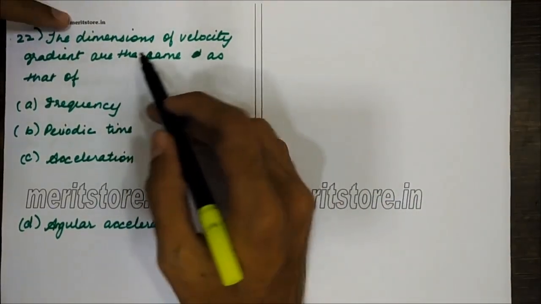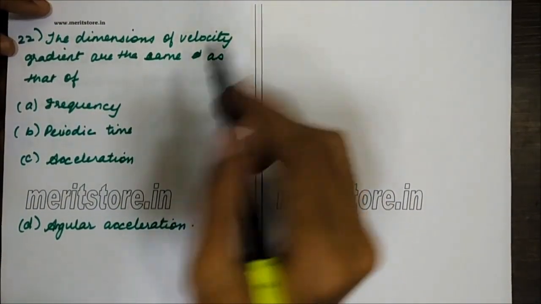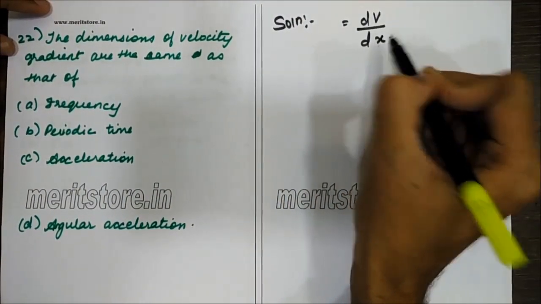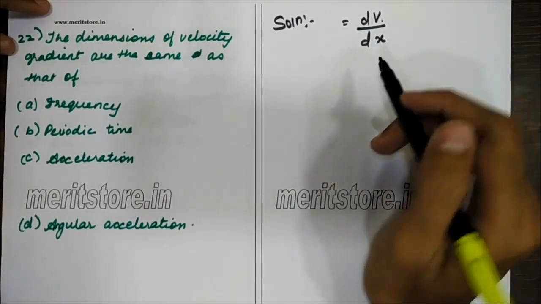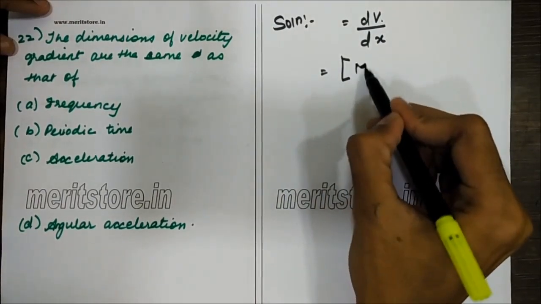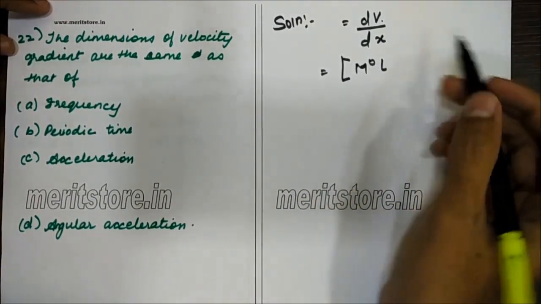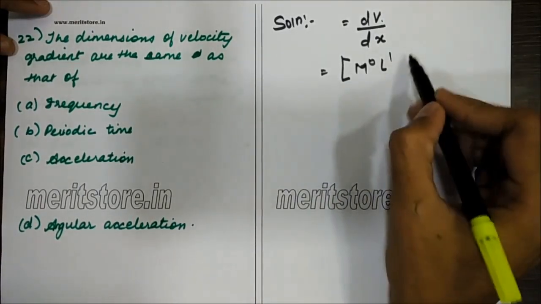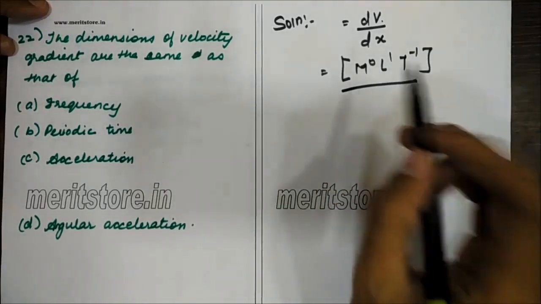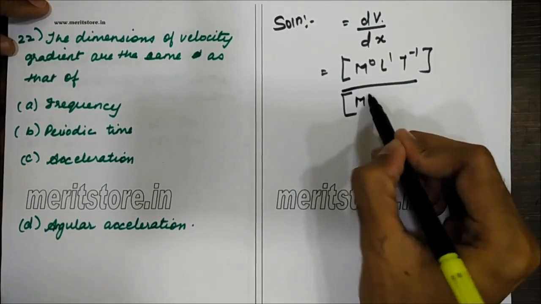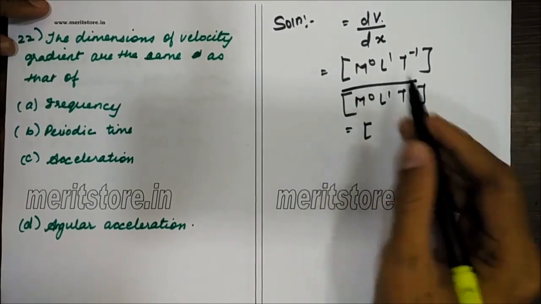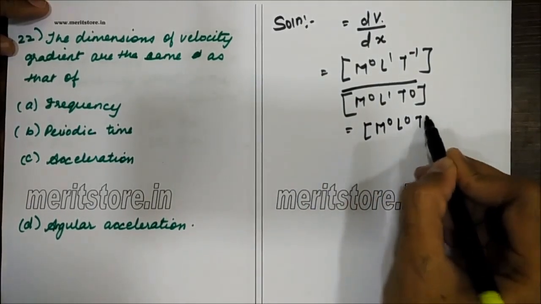The dimension of velocity gradient is the same as that of frequency, period time, acceleration or angular acceleration. For the velocity gradient we have dv by dx, which is the change in velocity upon the change in length. So we'll find the dimensions of both. In velocity we have meter per second, so length is 1 and time, because it is per second, becomes -1. So L^1 T^-1 upon dx, where x is the length, so we have M^0 L^1 T^0. If we bring this up, the L goes as M^0 L^0 T^-1.